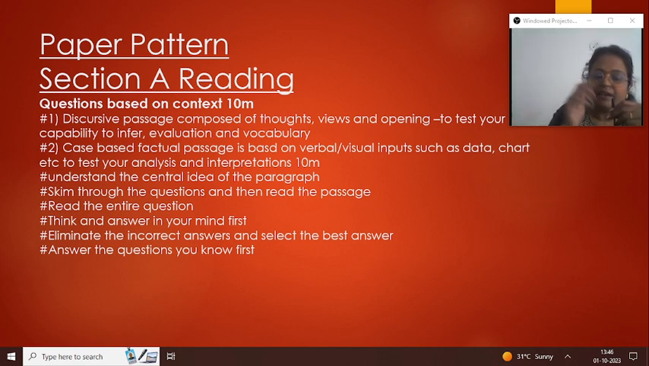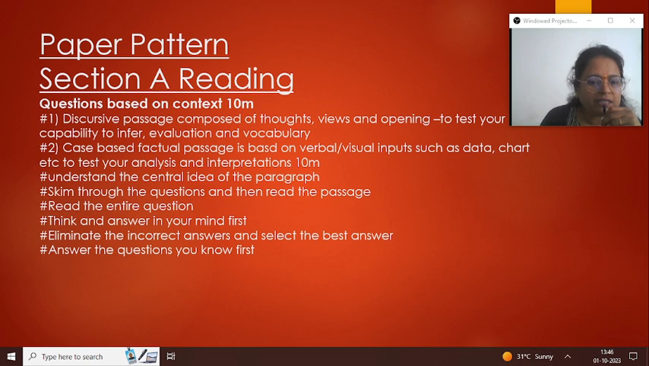Read the entire question. Don't be in a hurry, right? Be calm, be quiet. Read the whole question, because the questions may be tricky sometimes. You may miss words like not, never, negative words, or which is not the suitable one. That type of question you may misinterpret. So for that reason, read the entire question very nicely. Think and answer in your mind first. First you think, the answer I am writing, is it correct? I have studied it very nicely, so is it correct? Then answer it.